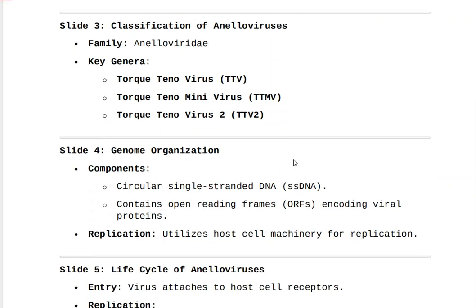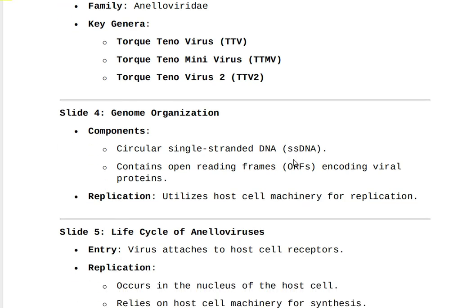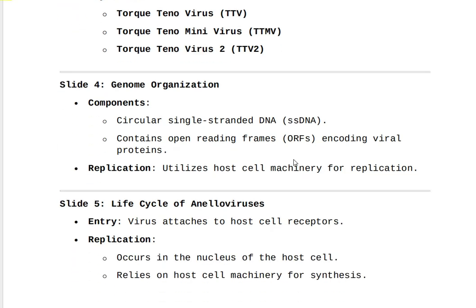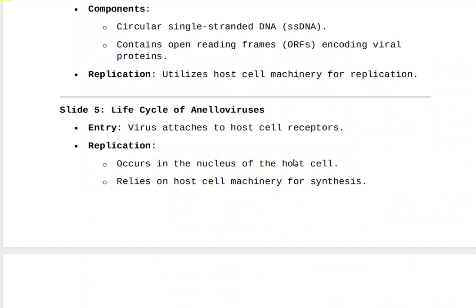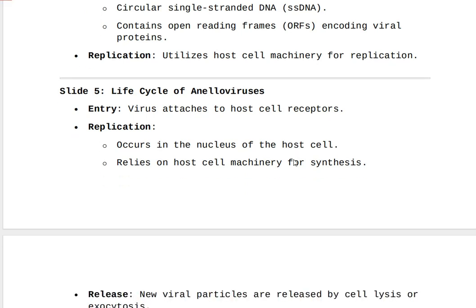Classification, we have the following: torquetenovirus or TTV, torquetenominivirus or TTMV, and torquetenovirus 2 or TTV2. Components of the genome or the DNA, so we have the circular single-stranded DNA, and they contain the ORF or open reading frames, that encode for viral proteins. Replication, usually it requires the host cells for replication, definitely.